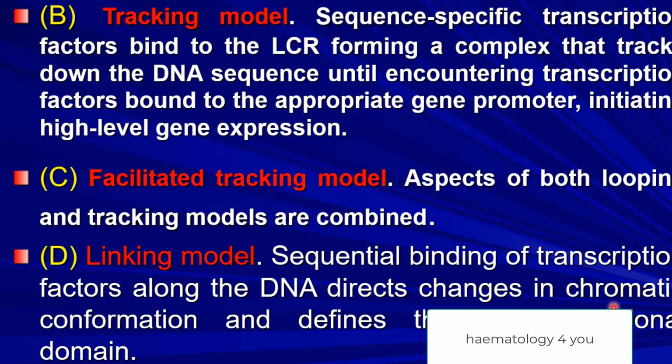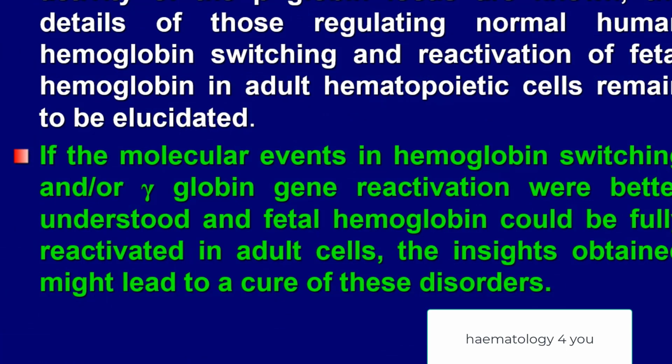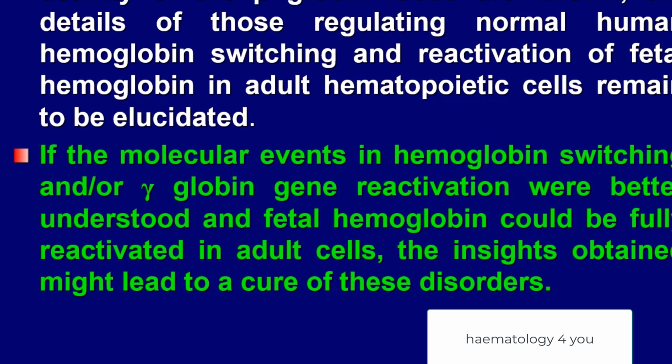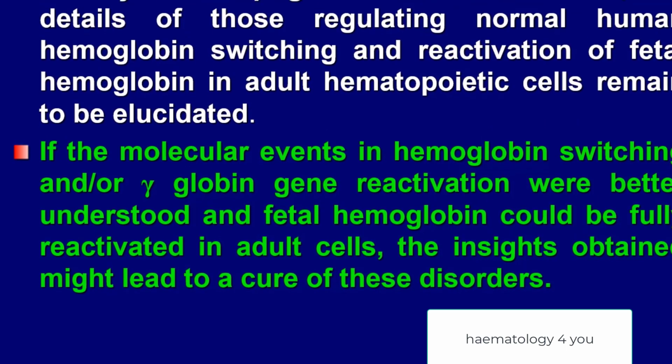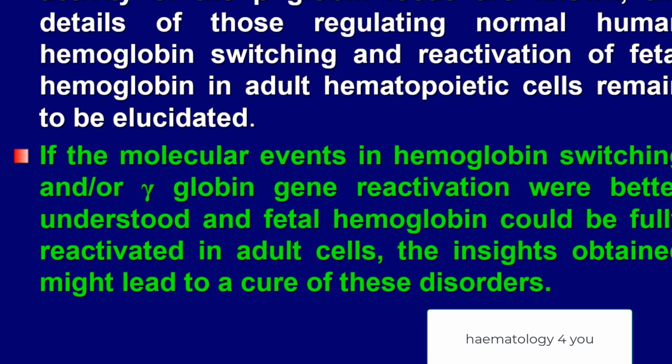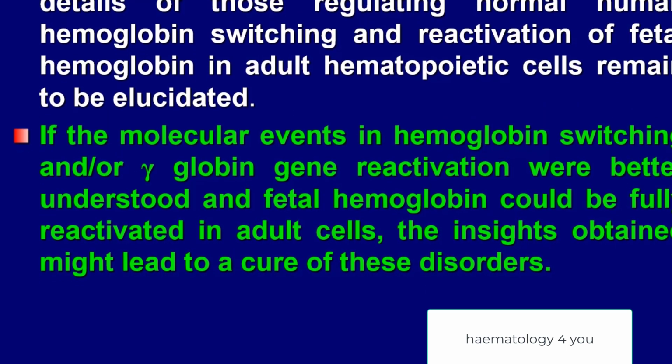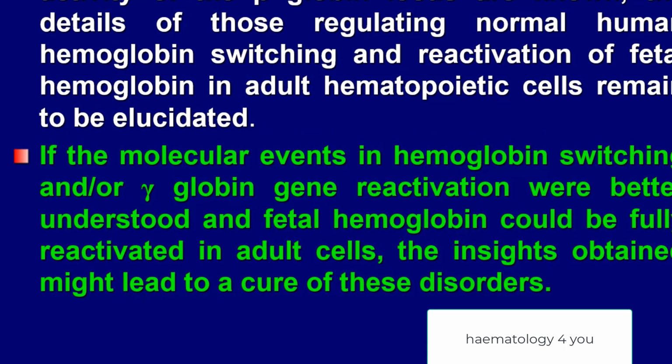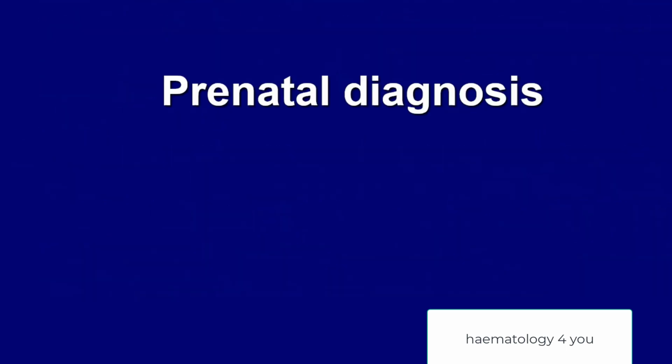define the transcriptional domain. Conclusion: although many of the events controlling the activity of the beta-globin locus are known, the details of those regulating normal human hemoglobin switching and reactivation of fetal hemoglobin in adult hematopoietic cells remain to be elucidated. If the molecular events in hemoglobin switching or gamma globin gene reactivation were better understood and fetal hemoglobin could be fully reactivated in adult cells, the insight obtained might lead to a cure for these disorders.